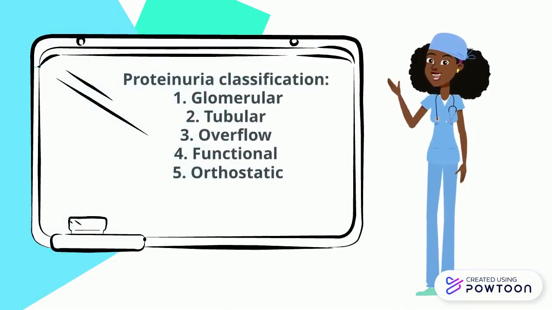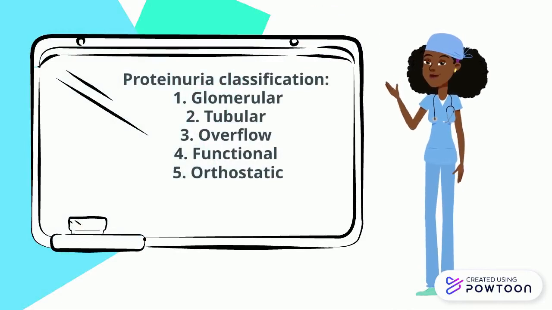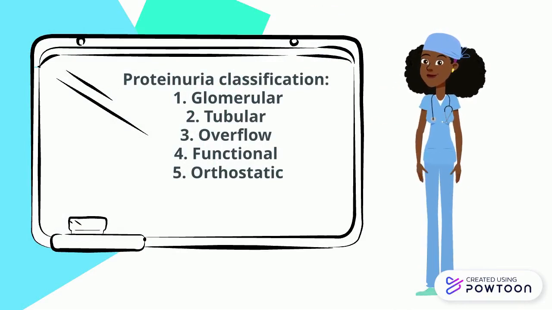Sometimes smaller proteins, such as immunoglobulin light chains, can pass through the filtration barrier, but are usually reabsorbed in the proximal tubule. Tubular proteinuria is when the reabsorption within the proximal tubule doesn't occur due to damage to the tubular cells, such as acute tubular necrosis.